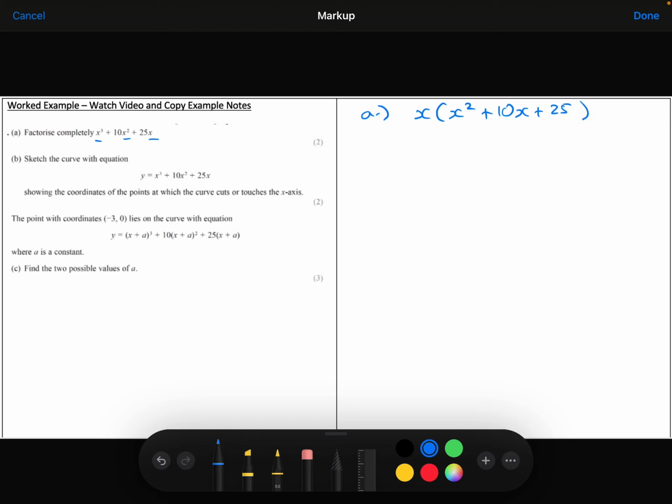I now need to factorise the quadratic on the inside, which is going to be x plus 5, x plus 5, because 5 times 5 is 25, and 5 plus 5 is 10. So I could rewrite this as x times x plus 5 all squared.